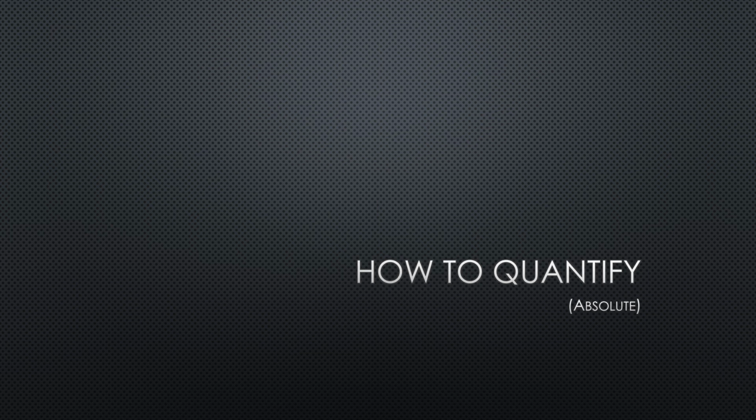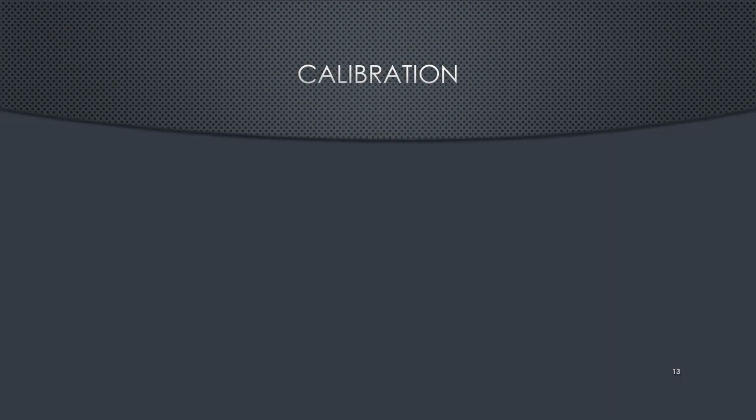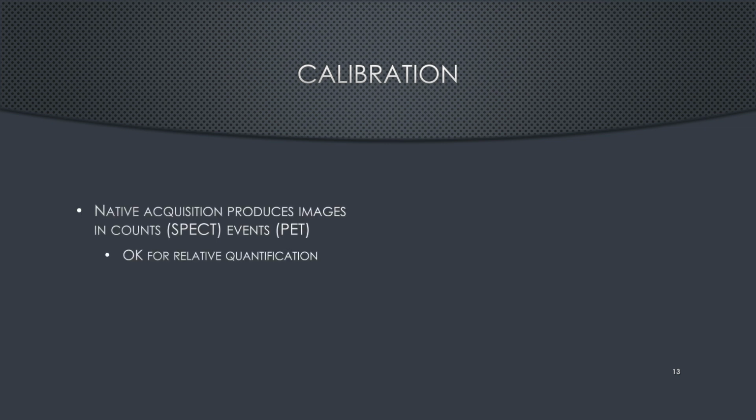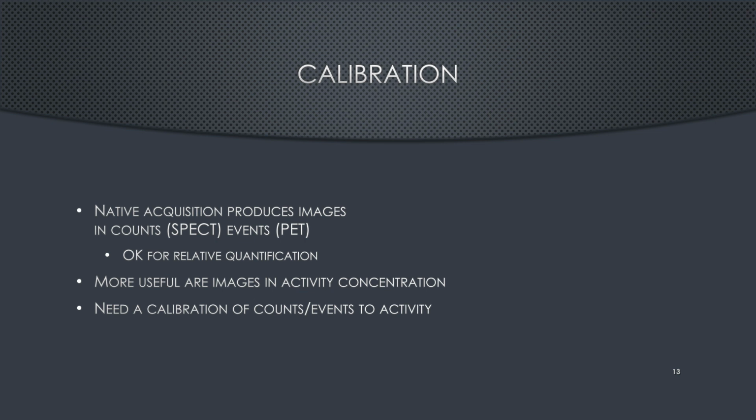So how do we quantify? We're going to consider absolute quantification here. We know that native acquisition of data in SPECT is counts, or in PET, events. And this is okay for relative quantification. But it's more useful to bring this metric in terms of activity concentration, which covers things like SUV and other metrics which we'll consider later. But to do this form of quantification, we need a calibration to convert our counts or events to activity.